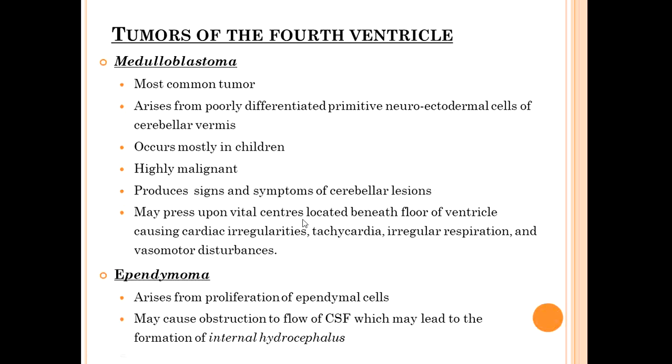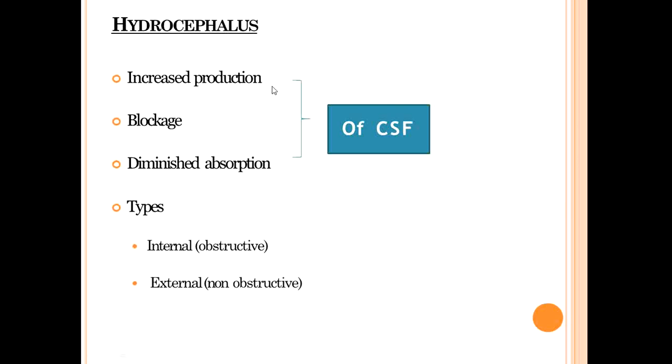So it may press upon the vital centers which are located in the floor of fourth ventricle. So it can cause cardiac irregularities, tachycardia, or irregular respiration or vasomotor disturbance. Another tumor is ependymoma, which arises from proliferation of ependymal cells. It may cause obstruction to flow of CSF, which may lead to the formation of internal hydrocephalus. Then what is hydrocephalus? Hydrocephalus may be due to increased production of CSF, blockage of CSF flow, or diminished absorption of CSF. Okay, it can be internal, which is due to obstructive cause, or external due to non-obstructive cause.